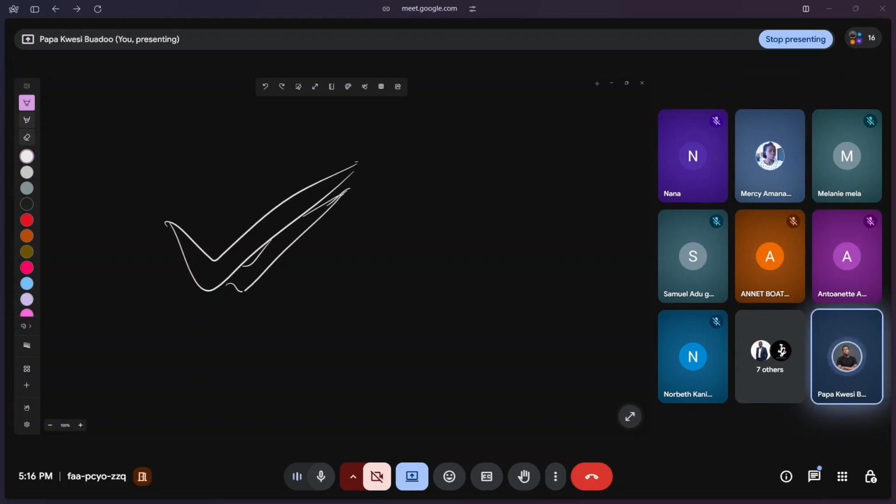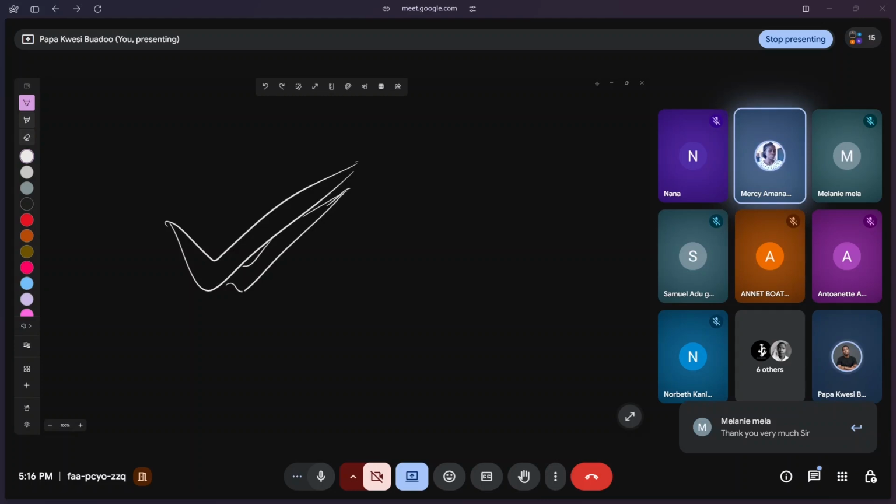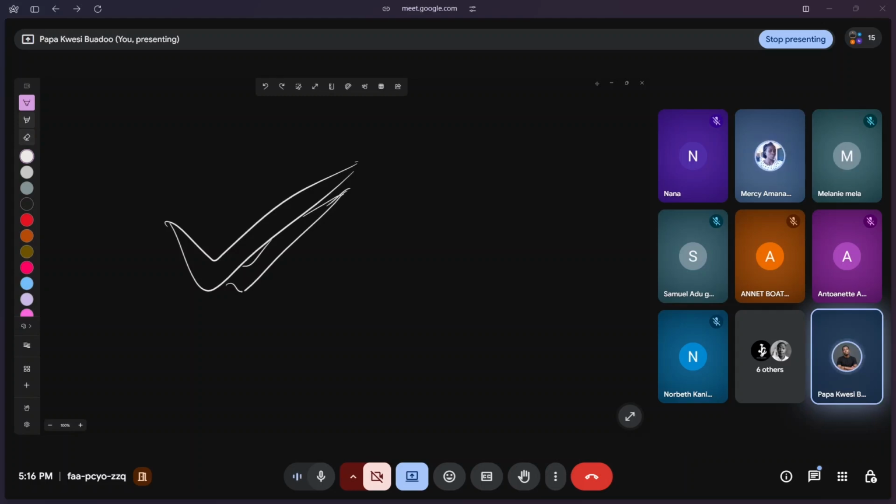But before I end, I want to give you guys a short assignment. The assignment is you take a look at what you are doing, whether it's a business you are trying to run or a ministry, and then you come up with a unique name for that business, that ministry, or that personal brand.